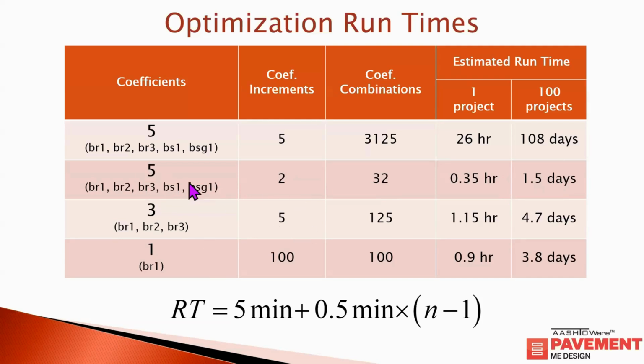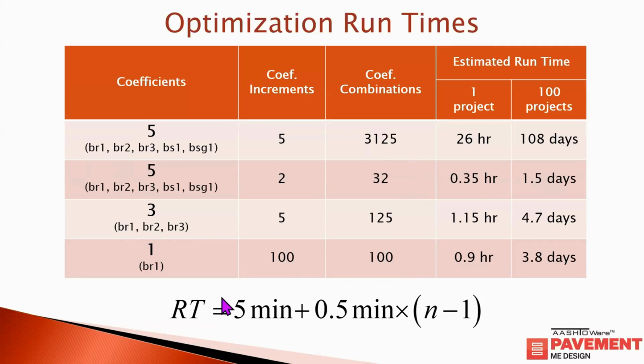Now, you don't have to do the same number of increments for each coefficient. So basically, let's say we're only doing BR1, BR2, and BR3. We have 3 increments for BR1, 4 increments for BR2, and 5 increments for BR3. That would be 3 times 4 is 12, times 5 is 60. So doing that would be 60 combinations. And how long would that take?